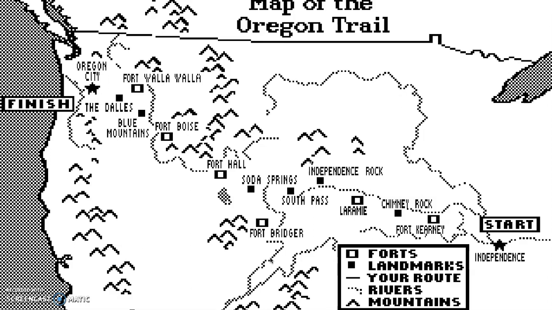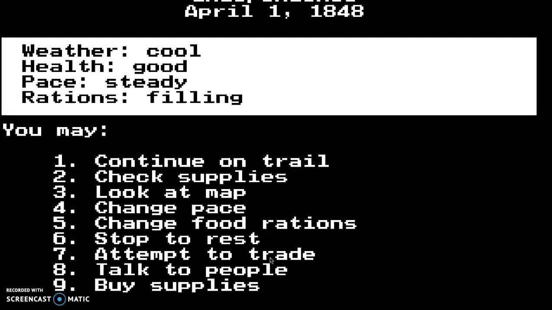Okay, we're starting over here in Independence, Missouri, and we need to get all the way over to Oregon City. The forts have little white boxes like Fort Kearny, Laramie, Fort Bridger, Fort Hall, Fort Boise, Fort Walla Walla. Those are where I can get more supplies. But there are several rivers and mountains that we're going to have to cross. Okay, spacebar.